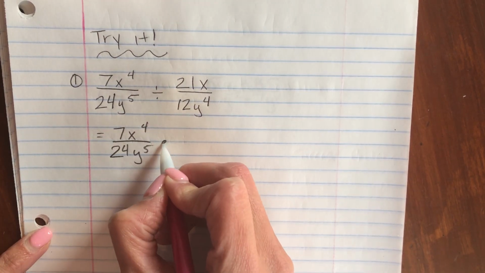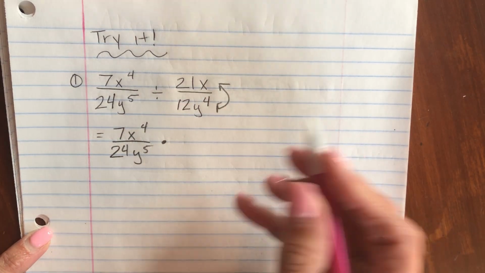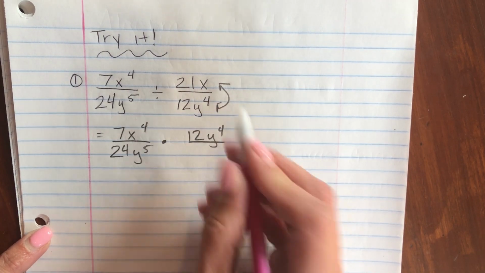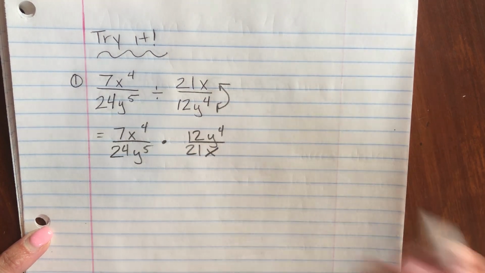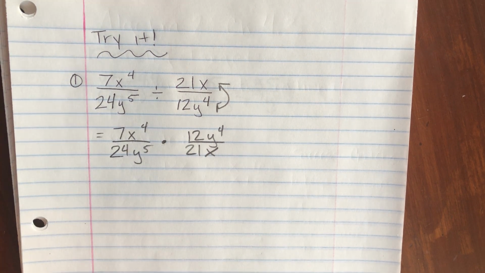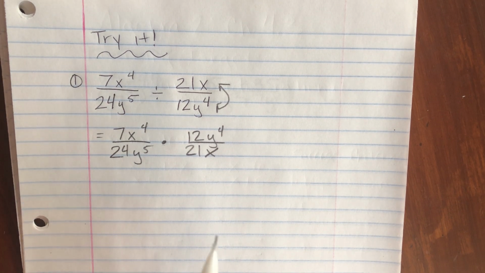Change division to multiplication. Flip the second one there. So bottom becomes the top, top becomes the bottom. All right, keep, change, flip. Now, as far as factoring goes, we can just go straight to canceling here.